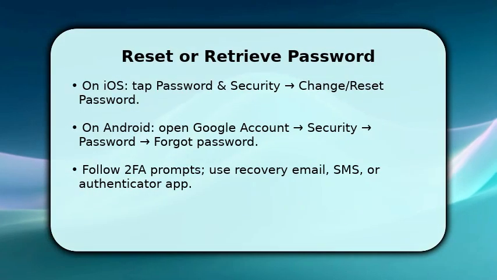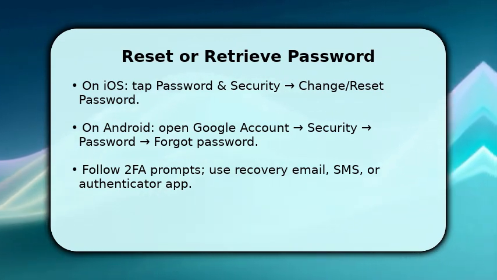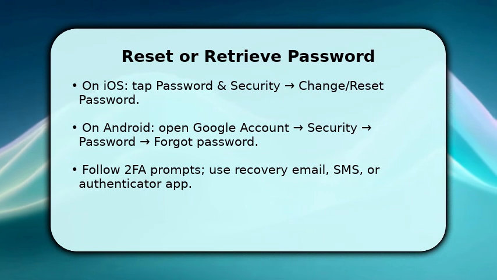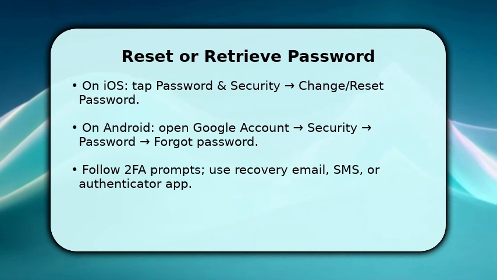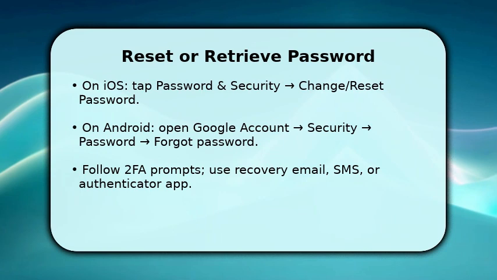On iOS, go to Password and Security, then choose Change or Reset Password. The device often asks for your device passcode to proceed. On Android, open your Google account, tap Security, then Password and choose Forgot Password. Follow prompts. In both cases, provide the recovery email, SMS code, or authenticator approval when requested.